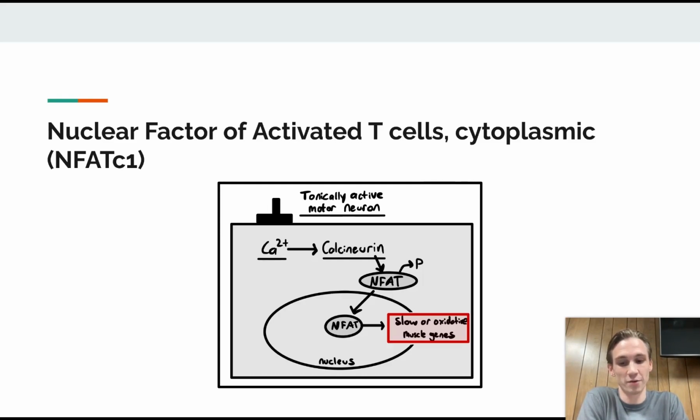A key factor in the mechanism of fiber type switching is NFAT-C1, the cytoplasmic nuclear factor of activated T cells. NFAT-C1 is active when translocated to the nucleus by calcineurin, a calcium-dependent phosphatase. It is an inhibitor of fast-twitch muscle fiber gene promoters. So this means when NFAT-C1 is activated by calcium, it inhibits the switching of slow to fast-twitch muscle.